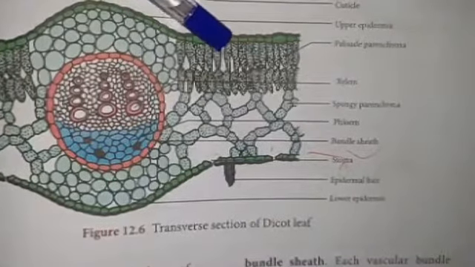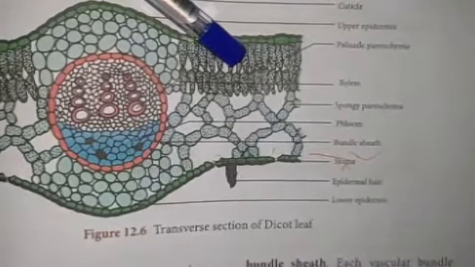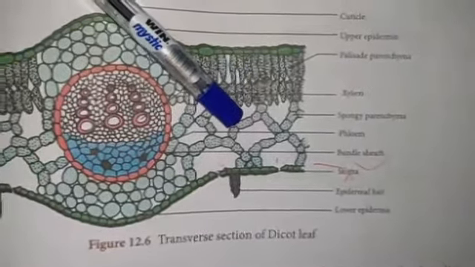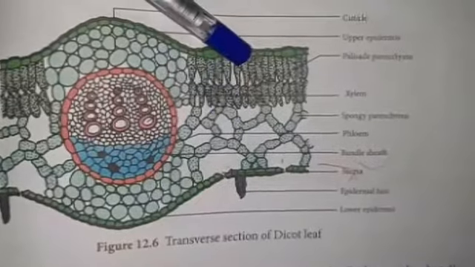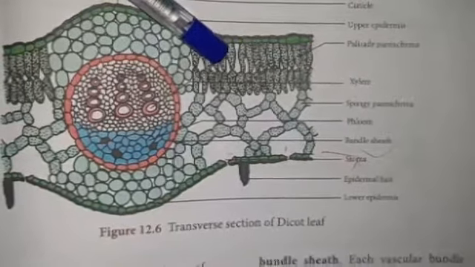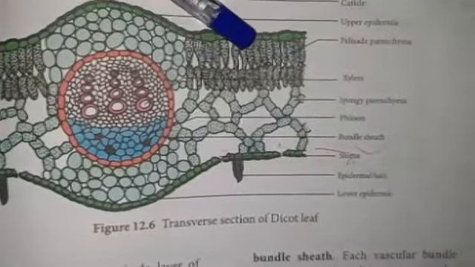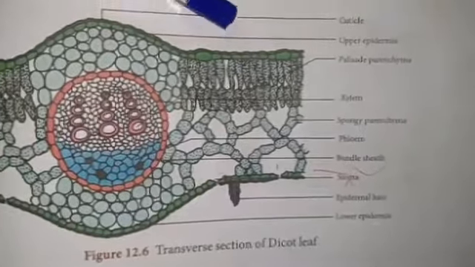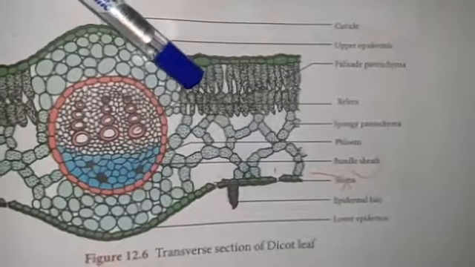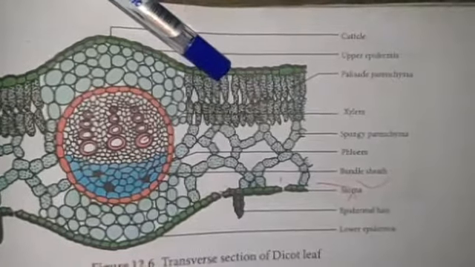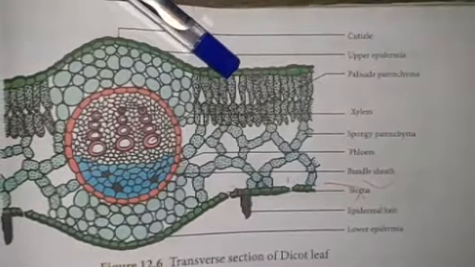The palisade parenchyma is seen beneath the upper epidermis. Below the palisade parenchyma, the spongy parenchyma is present. The palisade parenchymas are made up of vertically elongated cylindrical cells which are tightly packed without any intercellular spaces. The palisade parenchymas have numerous chloroplasts. With the help of this chloroplast, they are involved in photosynthesis.